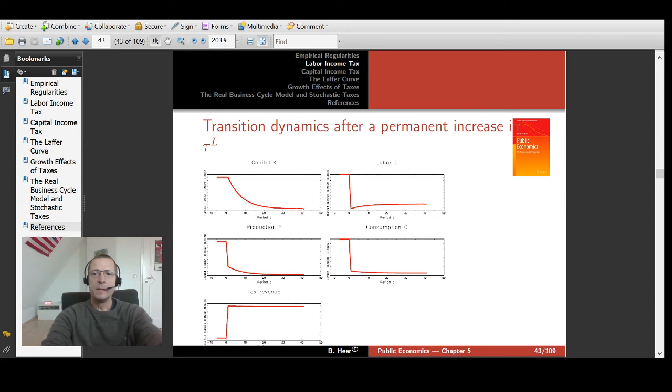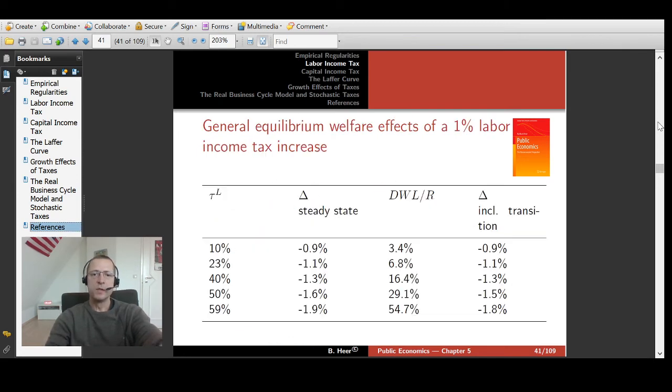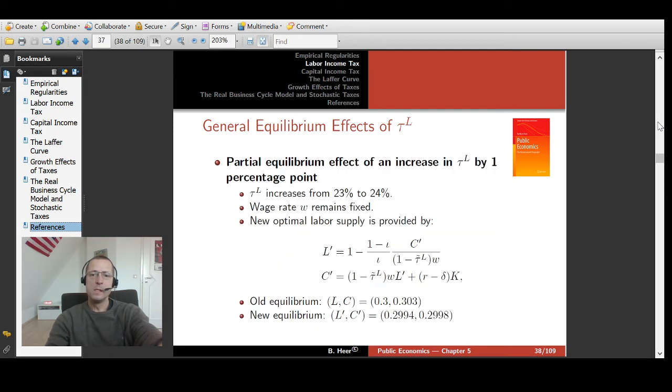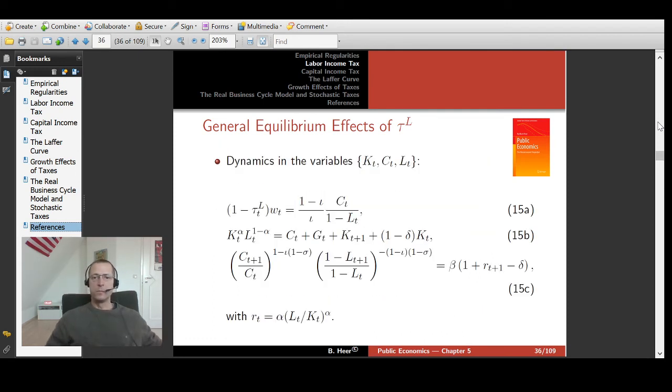We do this by solving the first two equations, 15a and 15b, for CT and LT. In the next step, we compute K39, C39, and L39 for given values of K40, C40, and L40. So we compute KT, CT, LT for given CT plus 1, LT plus 1, and KT plus 1. Therefore, we use all three equations here.